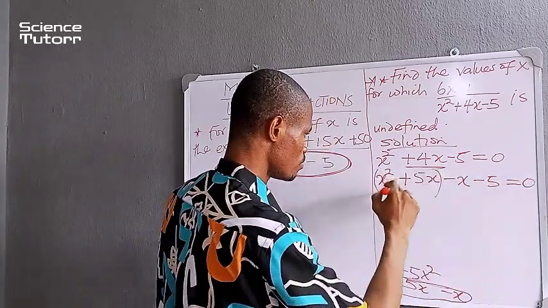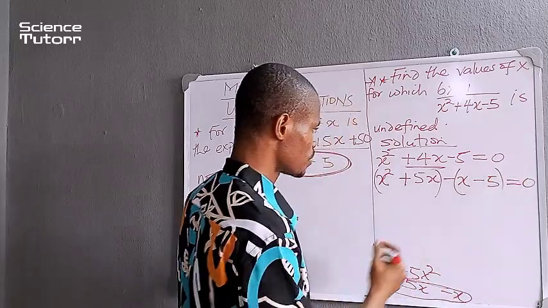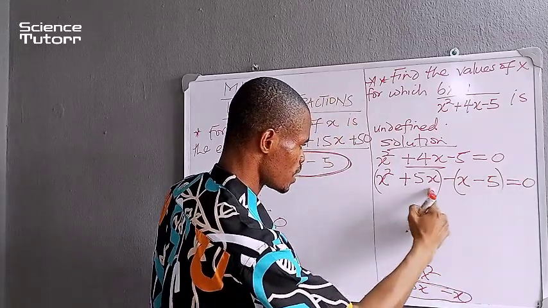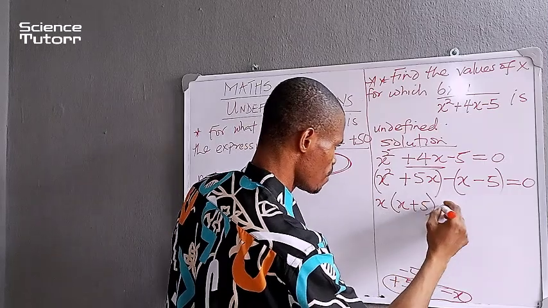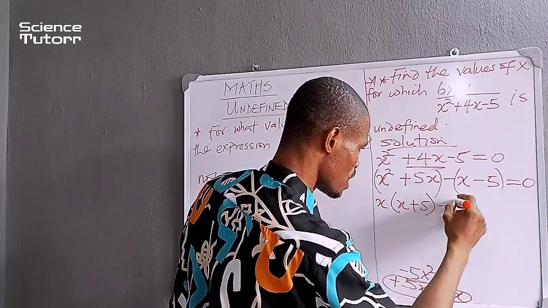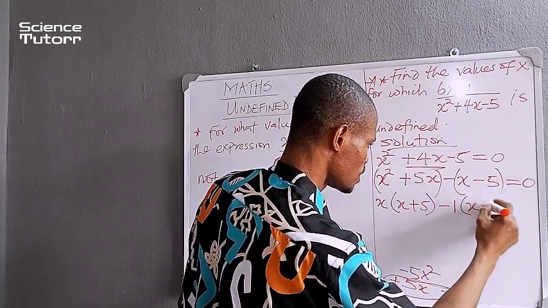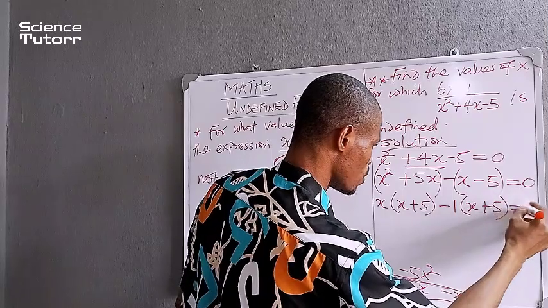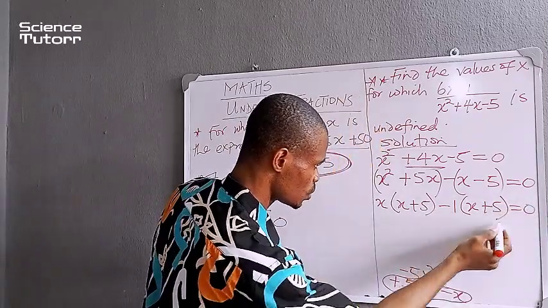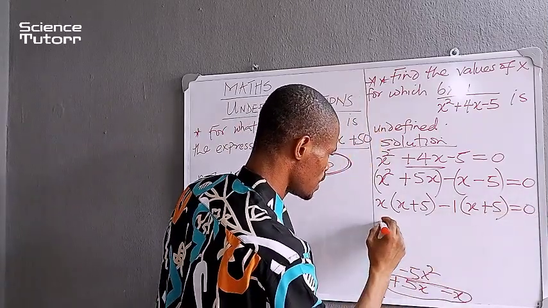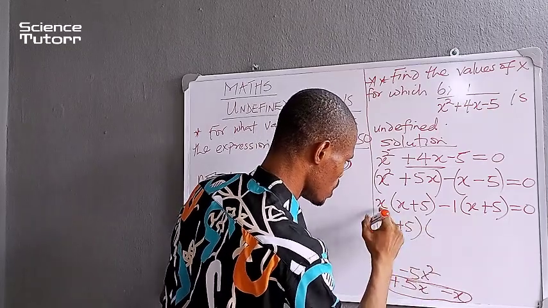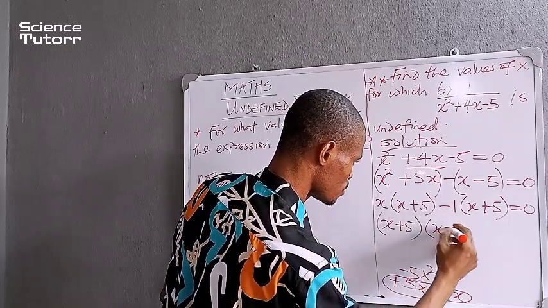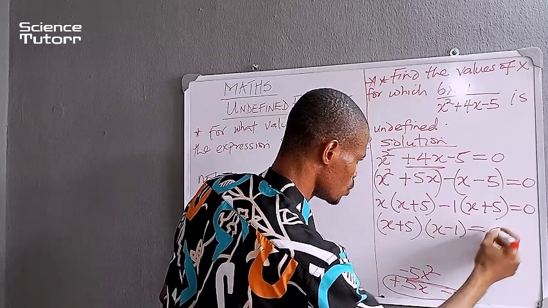So I group terms, collect like terms. We have x into (x plus 5), minus, like terms here, we have 1 into (x plus 5), which is equal to 0. You can see these two terms, they are the same. So we pick 1, so x plus 5, and we have x minus 1 to be equal to 0.